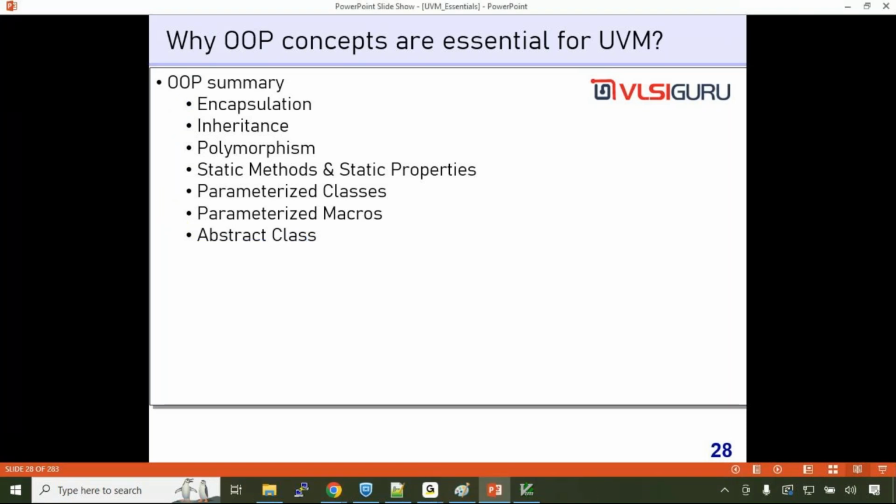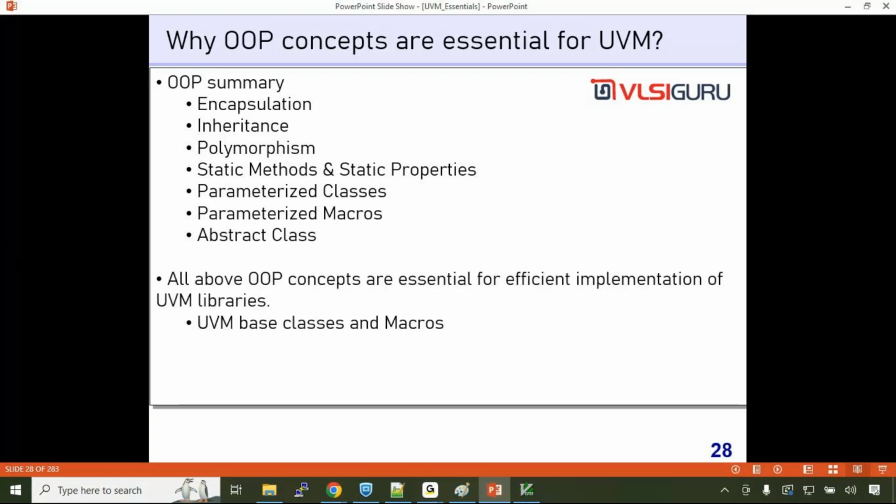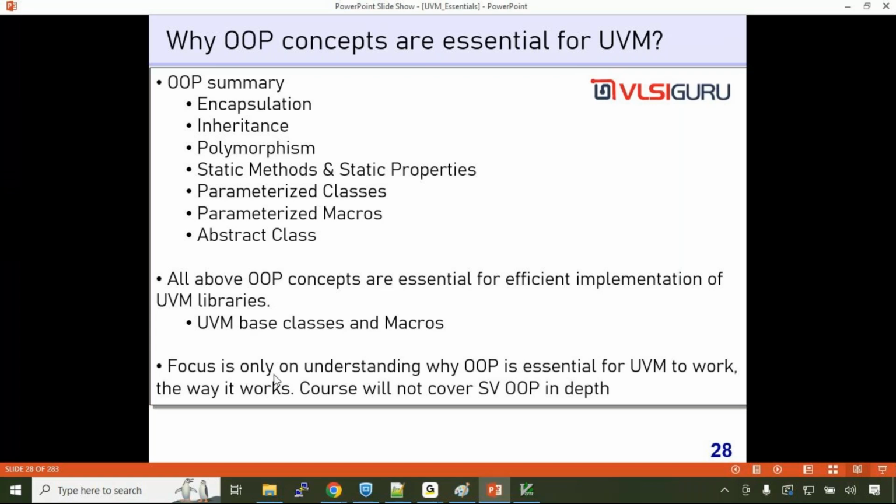I mean, if you ask me, I'm learning UVM, do I really need to know all this? Not required. I'm just trying to tell you how SV and UVM are interlinked. All the above object-oriented programming concepts are essential for efficient implementation of the UVM libraries. When I say libraries, I mean the base classes and macros. Our focus is not to learn object-oriented programming again. The idea is to learn how it is essential. The course will not cover object-oriented programming again.